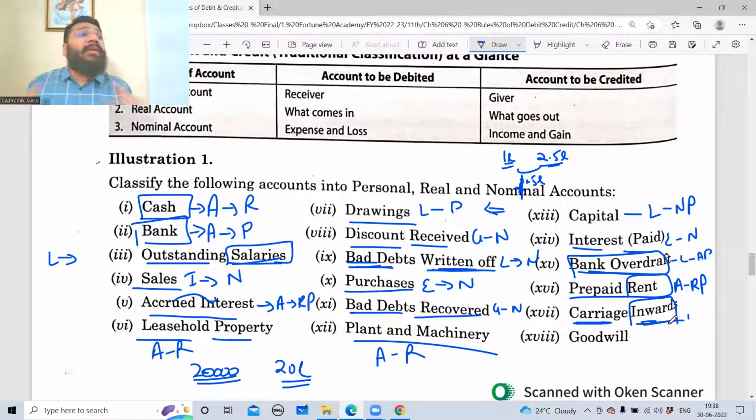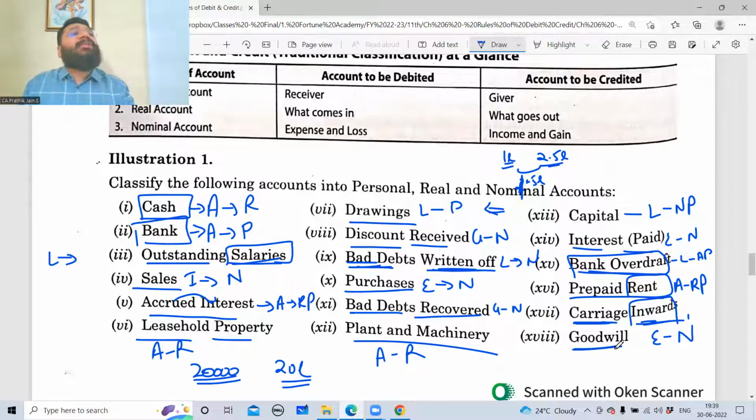You will understand when you do the trading and P&L. The difference is very important because one expense will go to the trading account, another expense will go to the P&L account. So why and what will go to the trading account? Why and what will go to the P&L account? That is something you get to see in the trading and P&L chapter. As of now, from your point of view, carriage is an expense. So expense flavor, nominal rule.